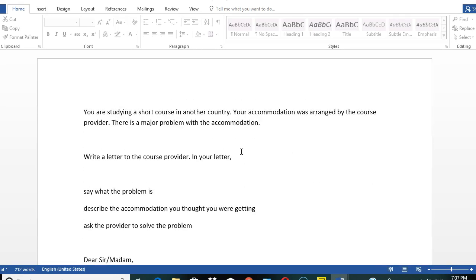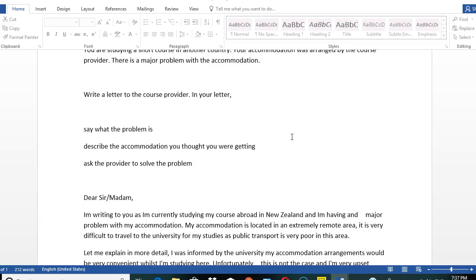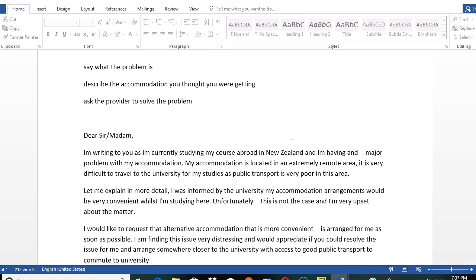Let's have a look at what you did here. So you had to write a letter about being a student on a short course in another country. Your accommodation was arranged by the course provider, but there is a major problem, right? So you had to say what the problem is. One, describe the accommodation you thought you were getting and ask the provider to solve the problem.